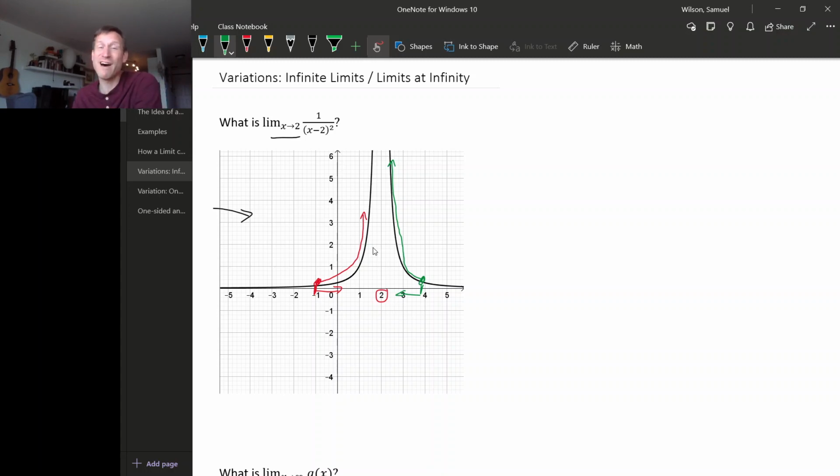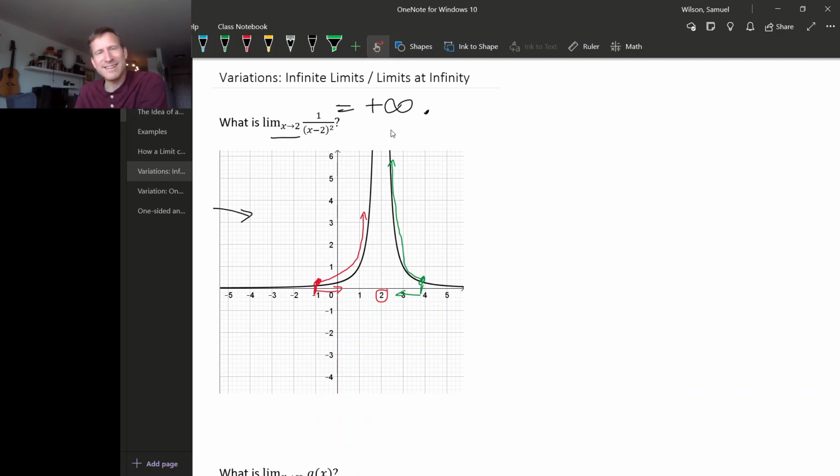Well, there's no finite height that this graph is heading towards, but there's a clear sense in which this graph is heading off to infinity, right? The closer you get to 2, the higher this graph gets on both sides of 2. And so it probably makes sense to say that this limit is plus infinity. And that is what we'll do.